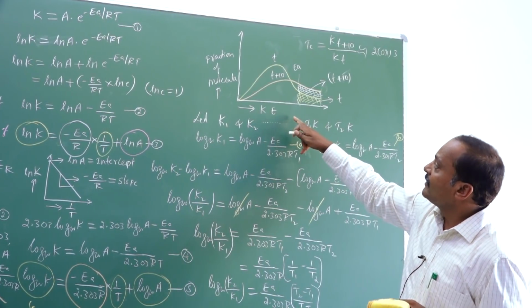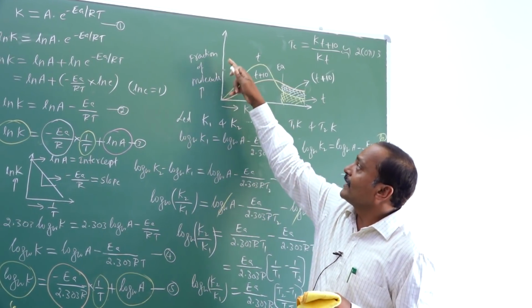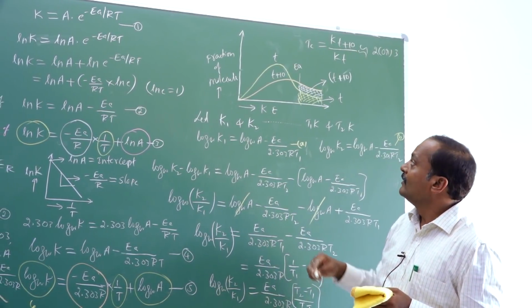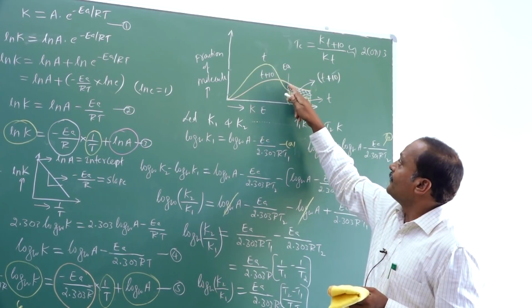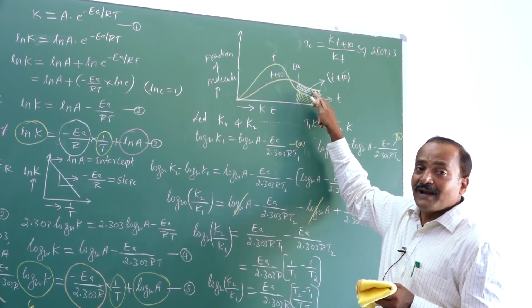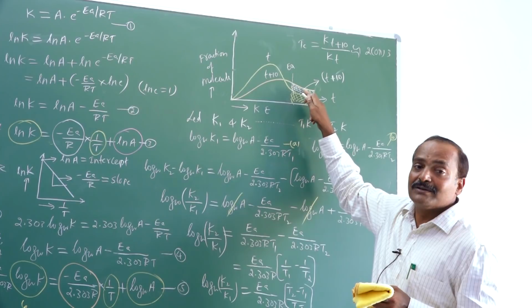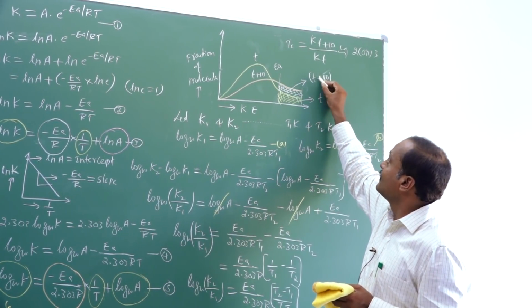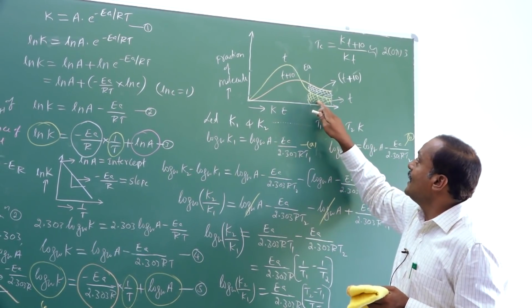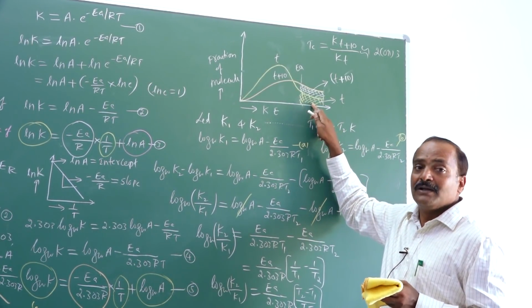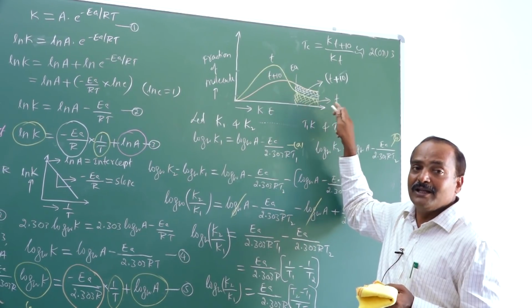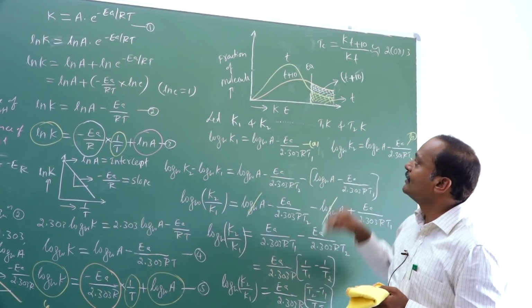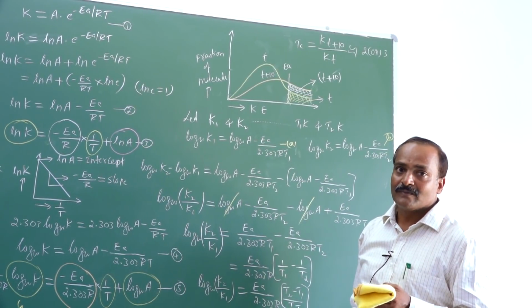This is the graphical representation of fraction of molecules versus kinetic energy. This area shows the fraction of additional molecules reacting at T plus 10. This area shows the fraction of reacting molecules at T. It is the activation energy. Okay.